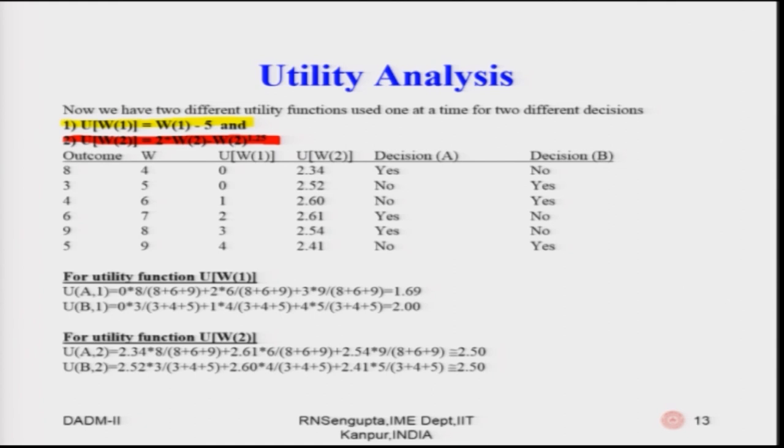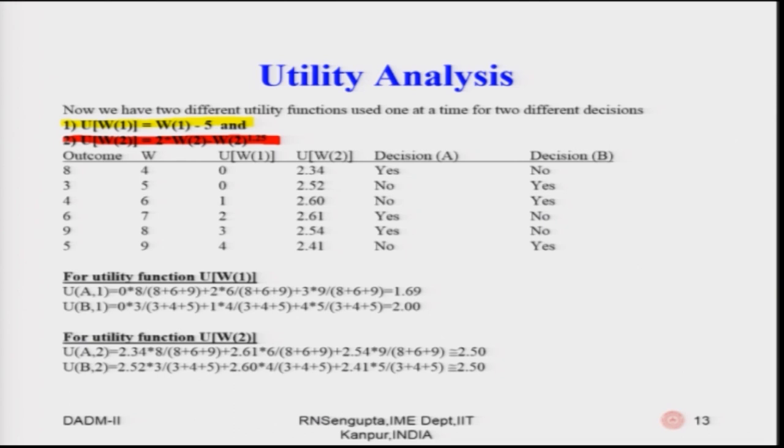And how would you find them? You will basically find them using the wealth. If I consider the first row, it will be 2 into W minus W to the power 1.25, so 2 into 4 minus 4 to the power 1.25, and the value comes out to be 2.34. The second value would be 2 into 5 minus 5 to the power 1.25, which comes out to be 2.52. The third value is 2 into 6 minus 6 to the power 1.25, which comes out to be 2.6. The fourth one is 2 into 7 minus 7 to the power 1.25, which comes out to be 2.61. The second last one is 2 into 8 minus 8 to the power 1.25, which comes out to be 2.54, and the last value is 2 into 9 minus 9 to the power 1.25, which comes out to be 2.41.